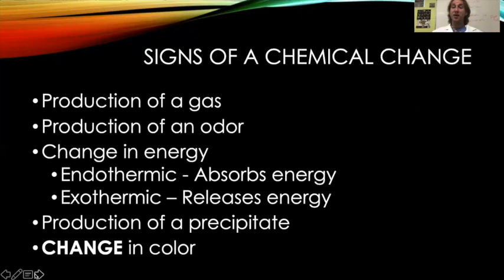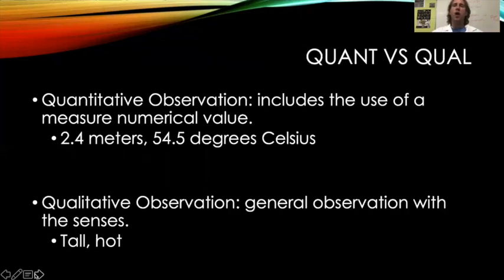Our other observations that we can start to have are quantitative and qualitative. And you've been doing these your whole life. We're just going to give them some terms so that we can start to describe them accurately. A quantitative observation, oh, it's so nice. It's right in the word, quantity. We're looking at numbers. A quantitative observation includes the use of a measured numerical value. And so we've taken a tool and we've got some numbers to actually assign to our measurement. If I said that the height of this room is 2.4 meters, we would say that it is a quantitative observation. There are numbers attached.